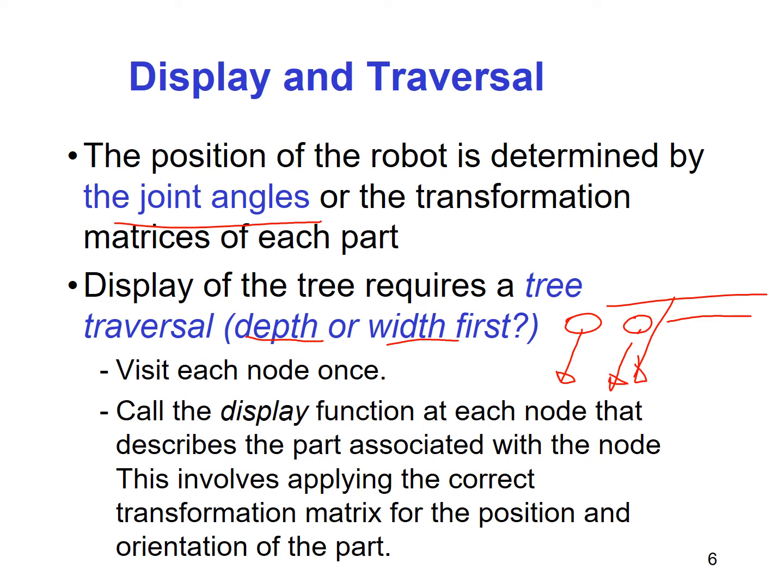Once we select a leftmost edge or joint, we must go all the way to the leaf node and then move to the next edge. We must visit each node once so that the transformation to a node is applied only once. And this is the reason why we have chosen this traversal algorithm. We'll call the display function at each node that describes the part associated with the node, and this will involve applying the correct transformation matrix to the position and orientation of the part.